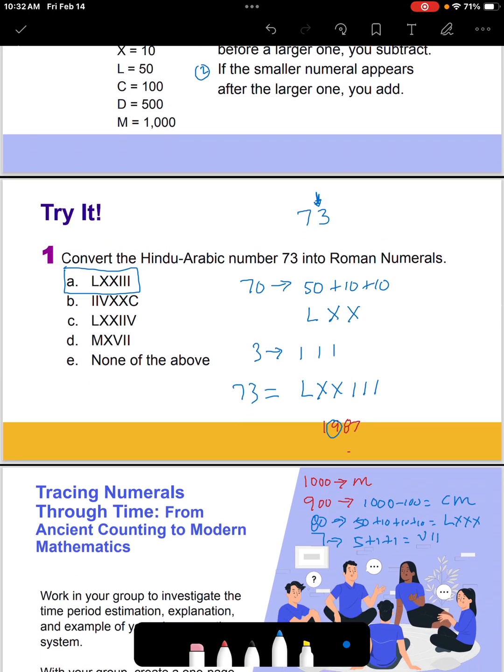So if you put all that together, 1987 is going to be MCM, L, and XXX, whoops, X, and then VII. That is 1987 in Roman numerals.